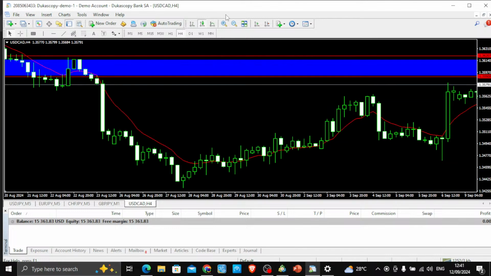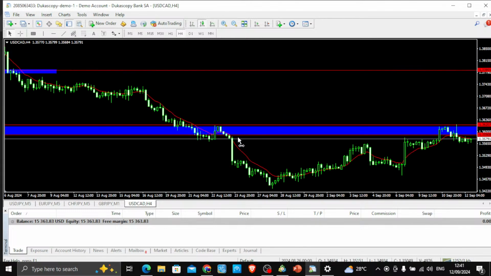It moved down. Then coming down here, it got here. Then this is our important area. This support now has turned into a resistance. So the market has been battling between here.